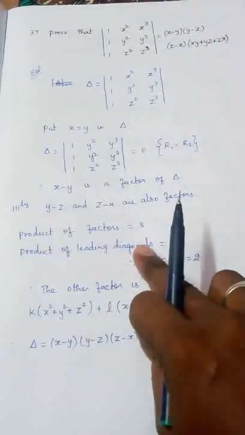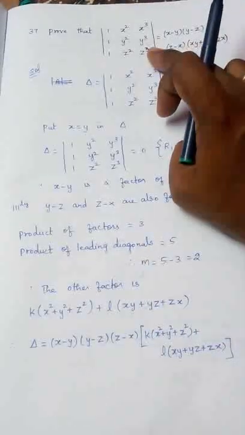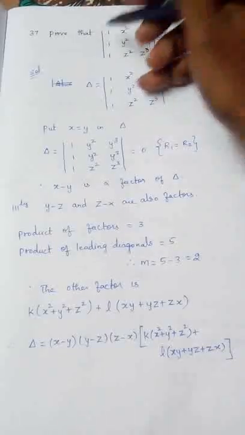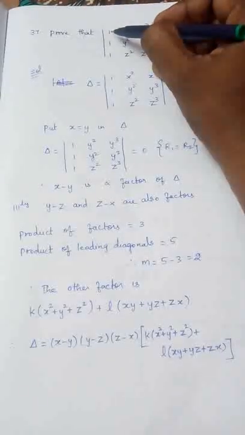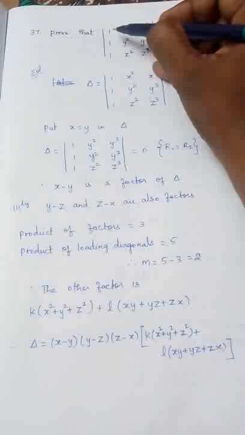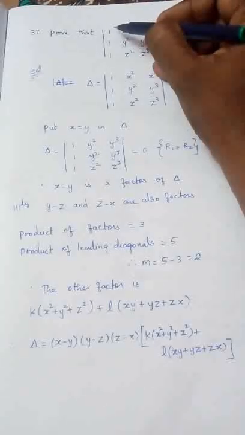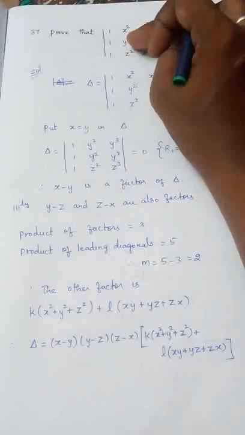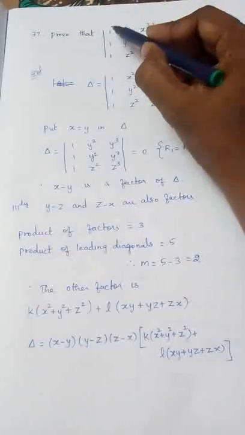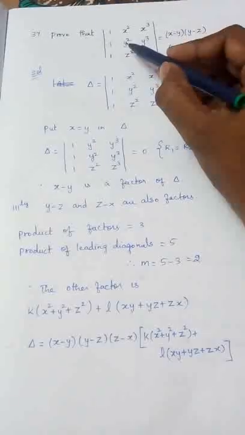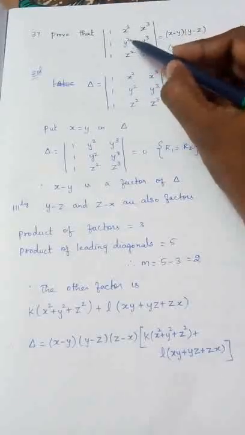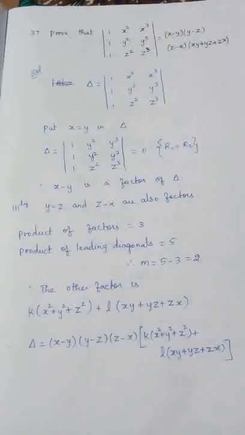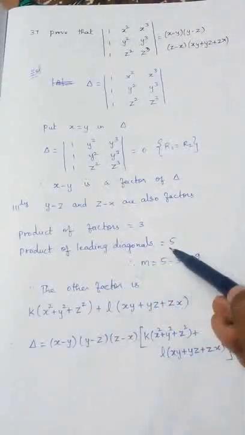Product of leading diagonals, which means we should go back to the question. See the leading diagonal elements. These 3 are the leading diagonal elements in which you should not take constants. 1 is a constant, so you cannot take a power from 1. Even though 1 power 1 is present, we should not take that. Only variables we have to consider. So don't take power from the first term. Y power 2, take the power 2. Z power 3, take power 3. So 3 plus 2 is 5. So product of leading diagonals is 5.